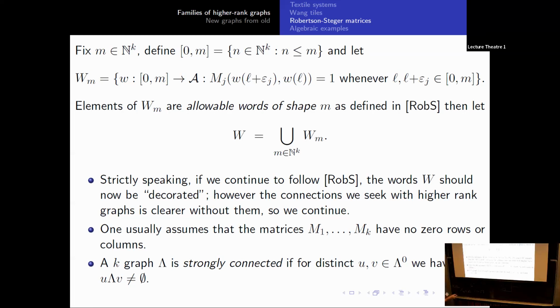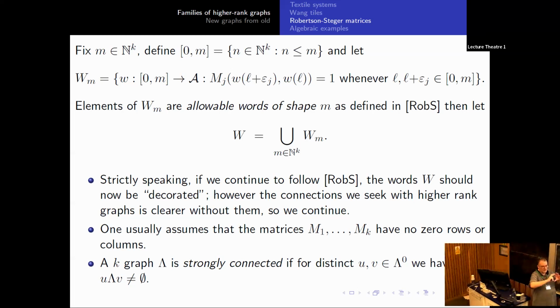Now, if you follow Robertson Steger, literally these words now contain a decoration. However, it's important not to get confused by that, just ignore them, and you'll still be fine. I think the decorations were there to help in the C-star context, let's say. And so if you're just interested in K-graphs, they're not going to do you any good. So you can just dispose of them. And so you can, just like in a one-dimensional Markov shift, now we've got essentially a k-dimensional Markov shift, but with very special properties because of the zeros and ones.